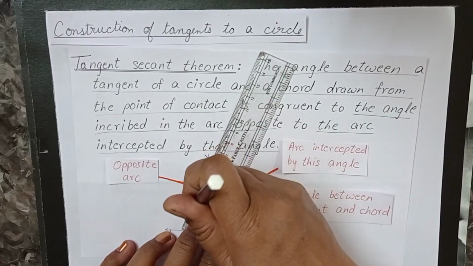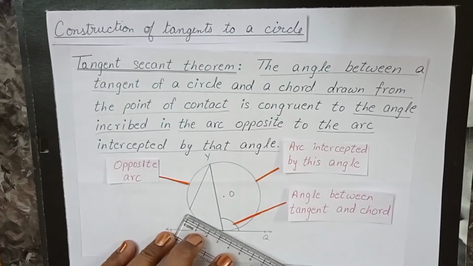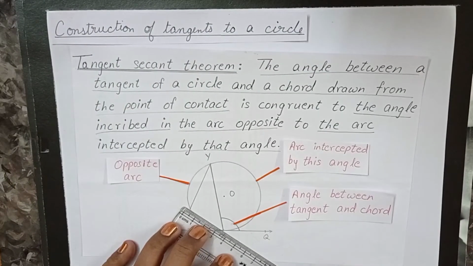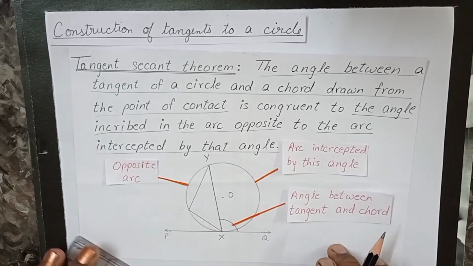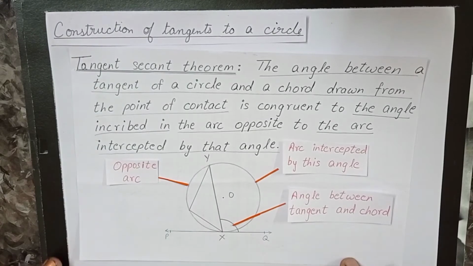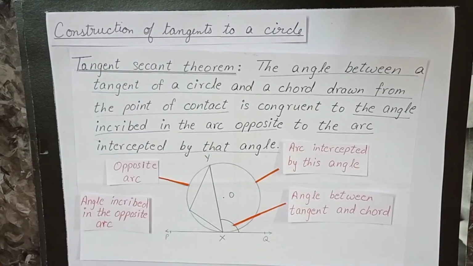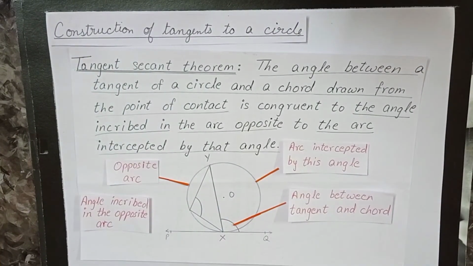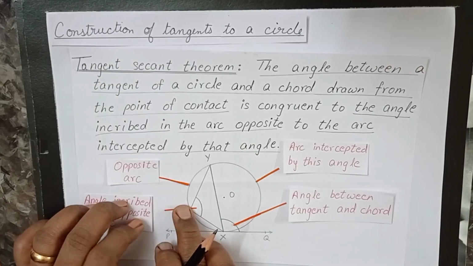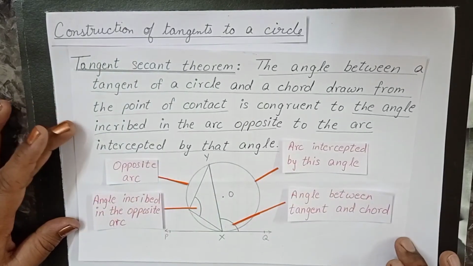Let us inscribe an angle anywhere. So this and this. So this is an angle inscribed in the opposite arc. Okay, so this is the angle inscribed in the opposite arc, which is this angle. Okay, I'm going to remove all these papers, children.